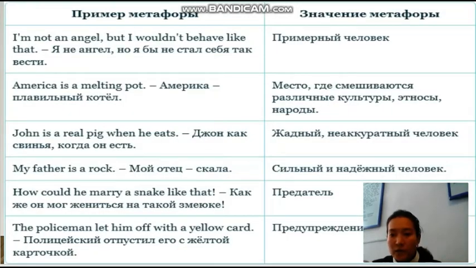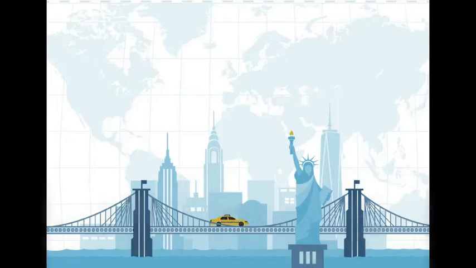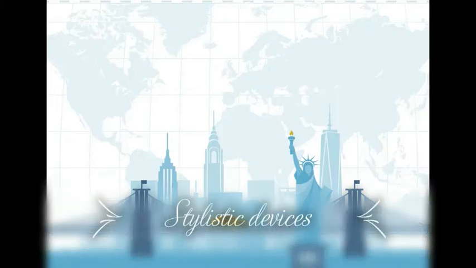Let's look at other examples of the metaphor. For example, "I'm not an angel, but I wouldn't behave like that." Я не ангел, но я бы не стал себя так вести. Тут значение метафоры означает примерный человек в переносном смысле. Next, "America is a melting pot." Америка плавильный котел, то есть место, где смешиваются различные культуры, этносы, народы.